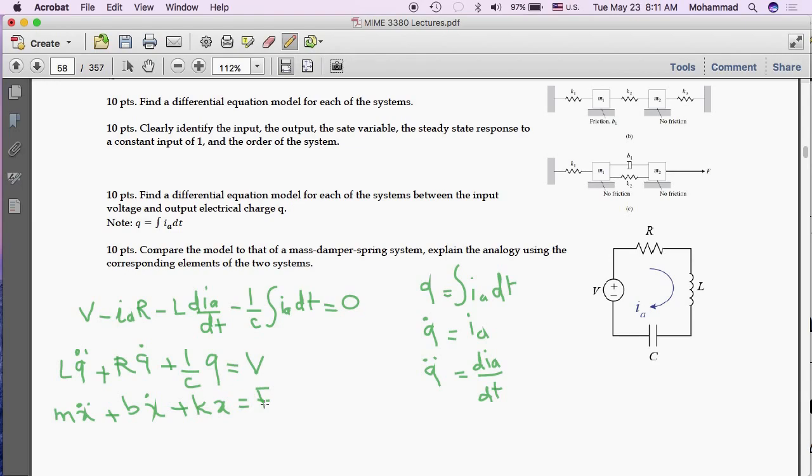So F would be the natural choice for input for the second system, and any of the velocities and displacements, so there are 4 of them, 2 displacements, 2 velocities, could be any one of them or any combination of all of them would be your output.